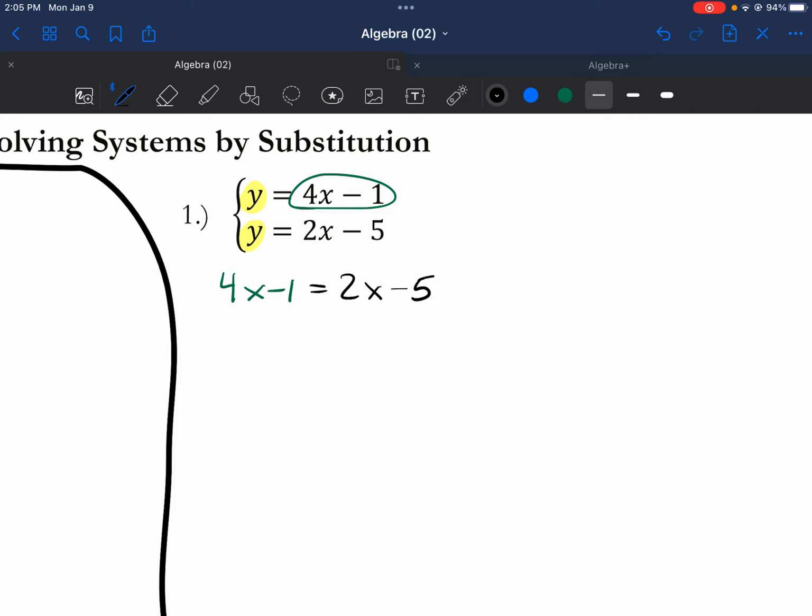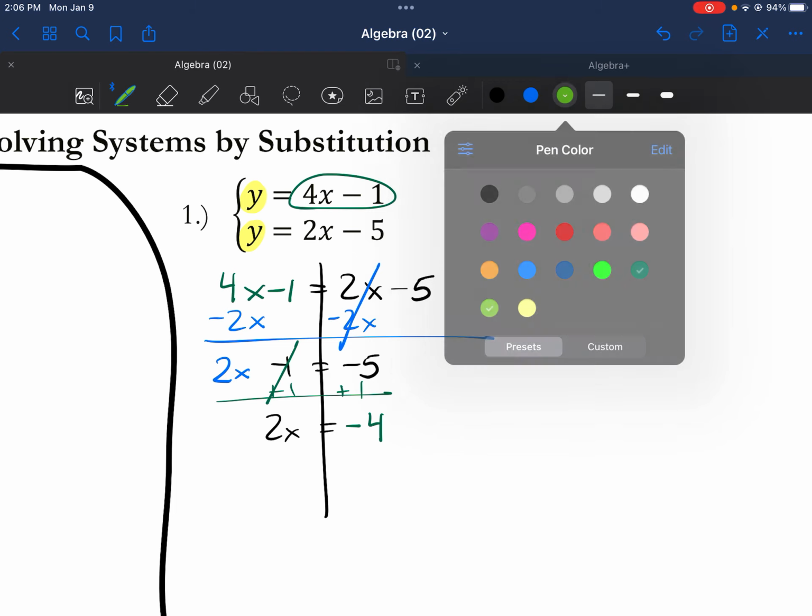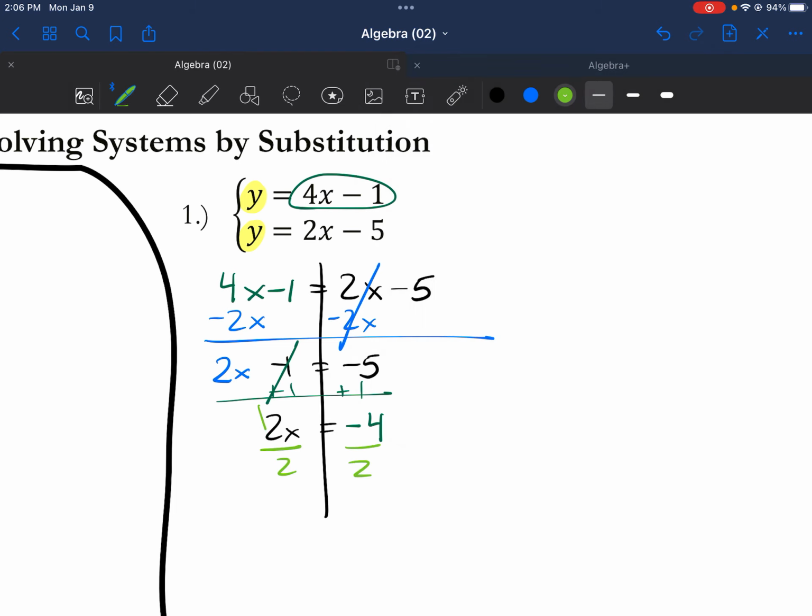My goal, basically, by substituting is to make sure there's only one variable in the equation. If you notice, the only variable in this equation is x. So now I can actually solve by getting all variables on one side and then constants on the other. I'm going to add 1. And then I'm going to take my final step by isolating the variable that's left. So in this case, x is equal to -2.